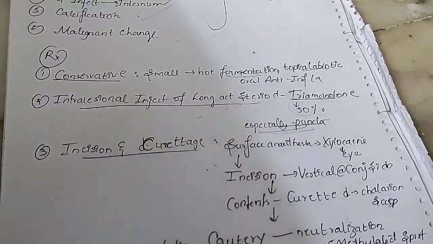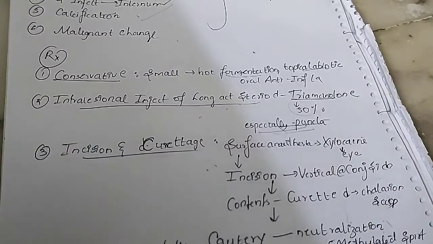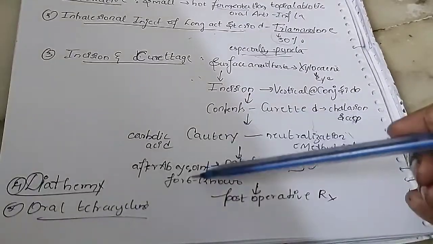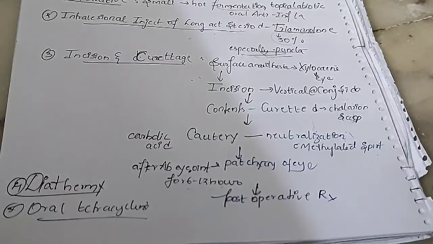Next, we apply carbolic acid cautery, then neutralization with methylated spirit. This is done to prevent any recurrence. And next, patching of the eye should be done. After all these steps, we have to patch the eye, right? But before patching, we have to instill antibiotic eye drops for 6 to 12 hours. Then we have to do patching of the eye.